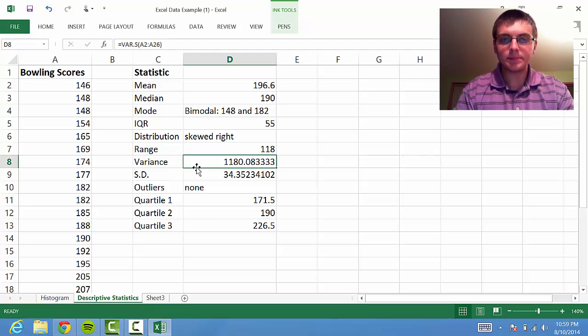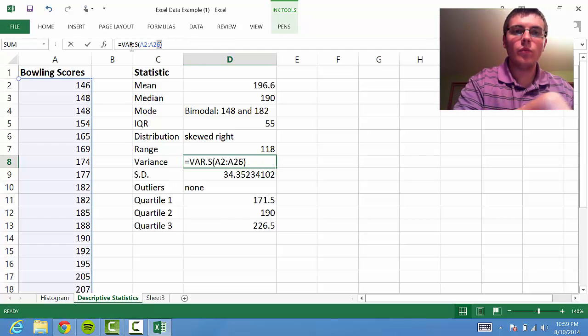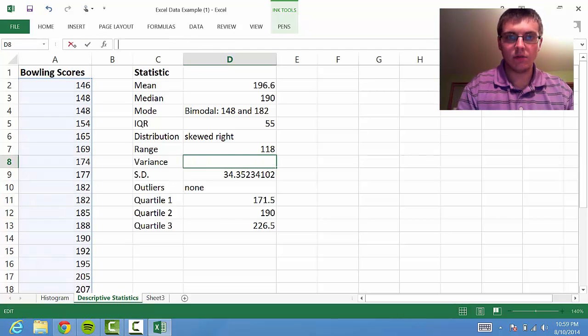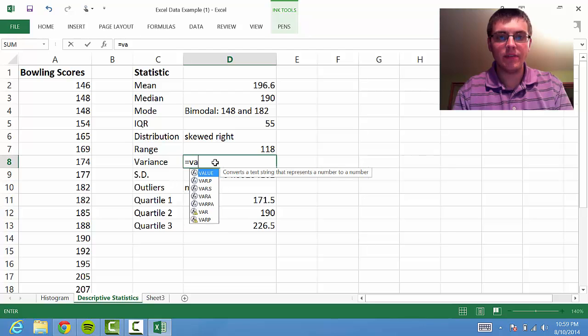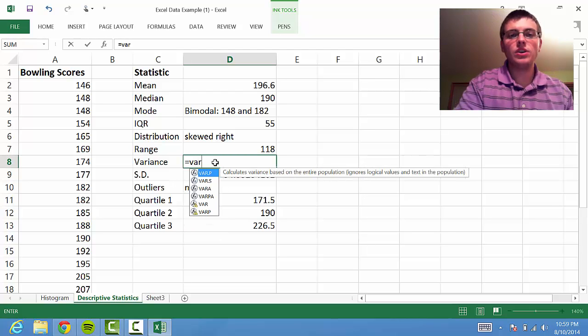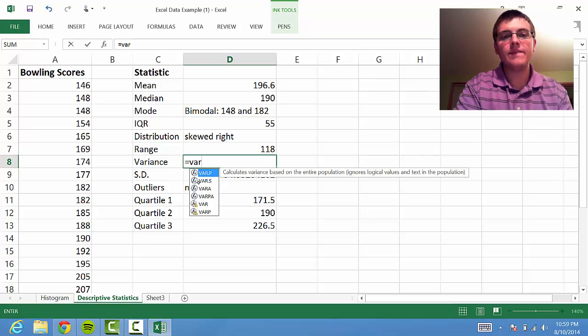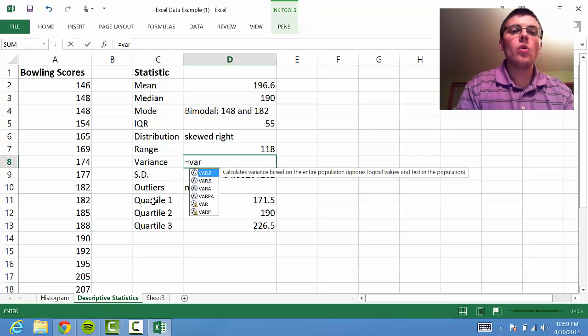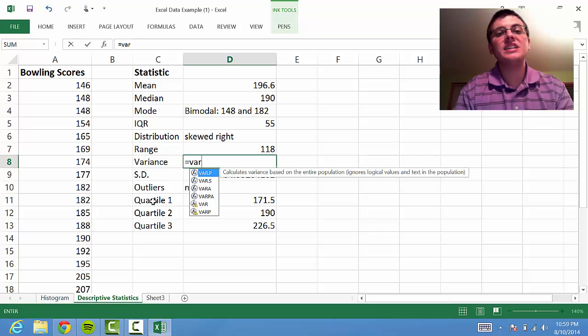The variance and standard deviation, remember, is a measure of how spread out the data is. So when we do this, okay, let's click on variance again, equal sign. Now we're going to start typing var. If we look at the functions that come up, we have var.p, var.s, and a few other things down here. var.p and var.s are the variance functions, though. Remember, the variance of a population is calculated slightly differently than the variance of a sample.